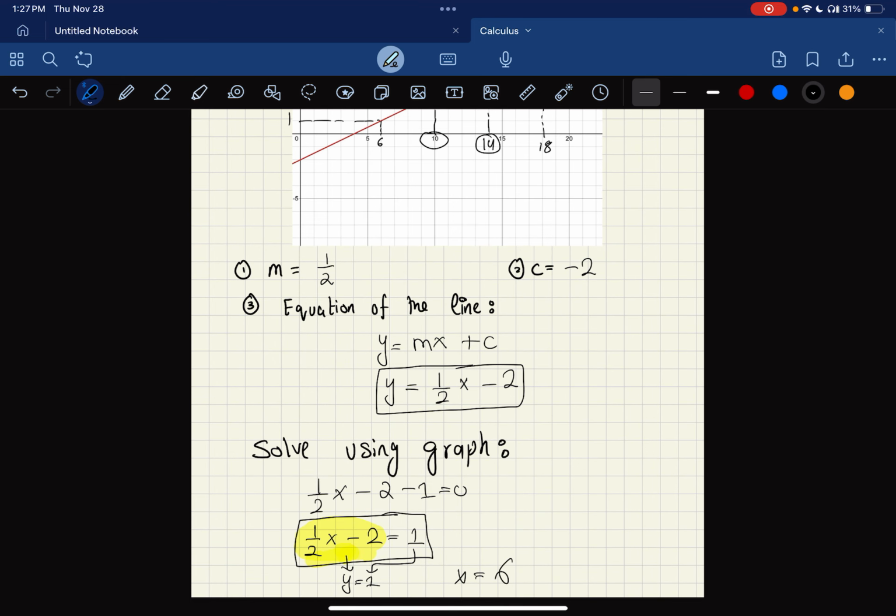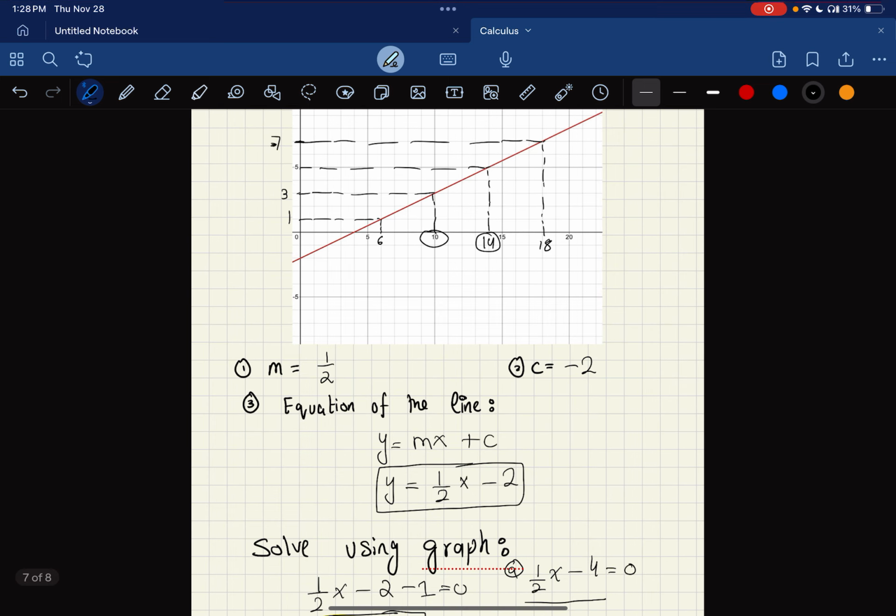Okay, now go ahead and see if you can solve for this. 1 over 2x minus 4 equals to 0. Now remember that you have to first change this equation, split up the negative 4 so you can get a negative 2 out of it, and move everything else to the other side so that you can get just y on this side of the equation. And then see what that y is becoming equal to, and then use the graph to solve for it.